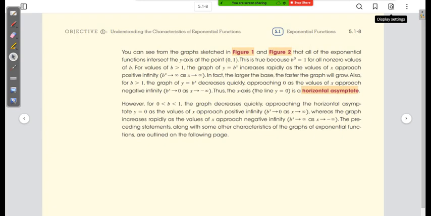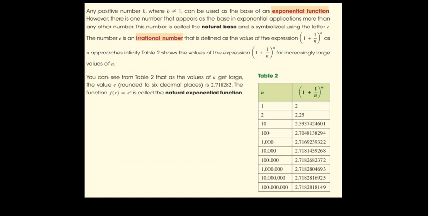It doesn't actually call it the natural log, because it's not the natural log. It's the exponential e. Starting at this sentence right here, the number e is an irrational number that is defined as the value of the expression 1 plus 1 over n, quantity raised to the nth power. The number e is very special and is used extensively in mathematics beyond this course, even beyond the next course. We use it quite often in calculus and of course differential equations.